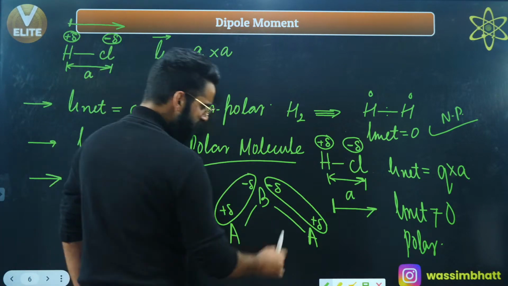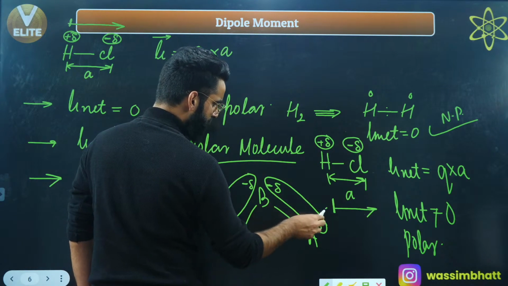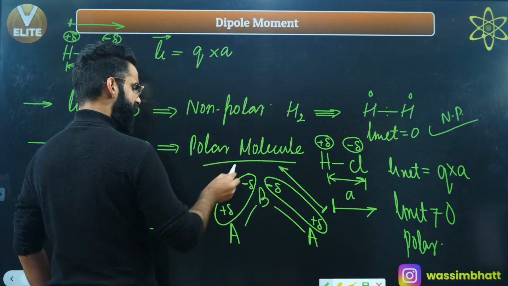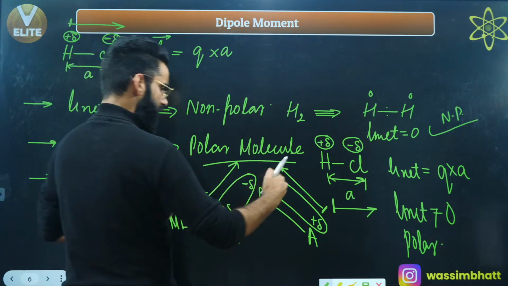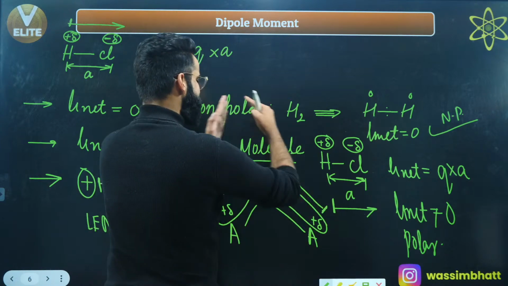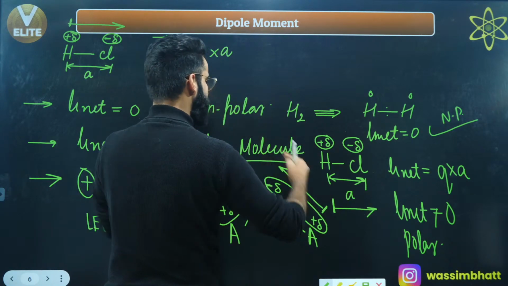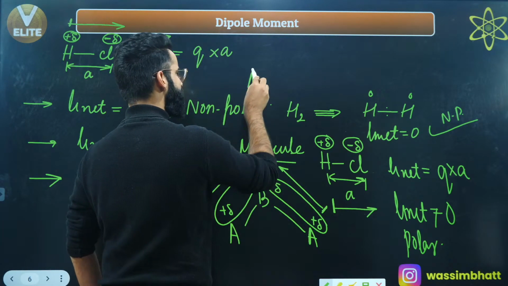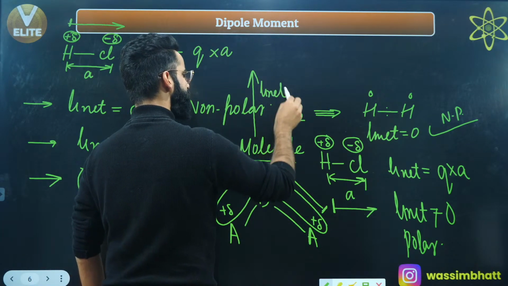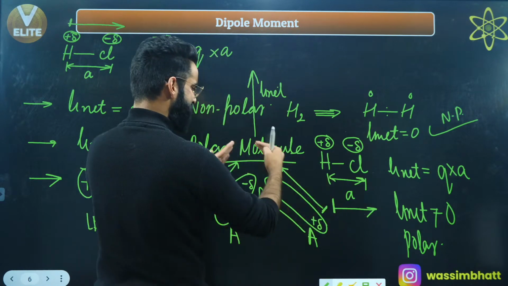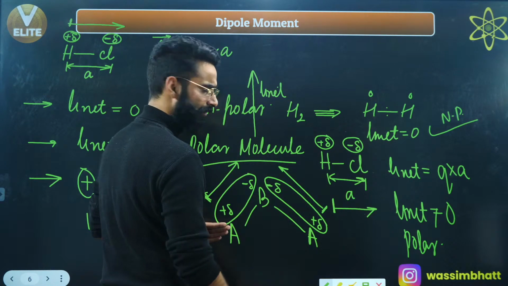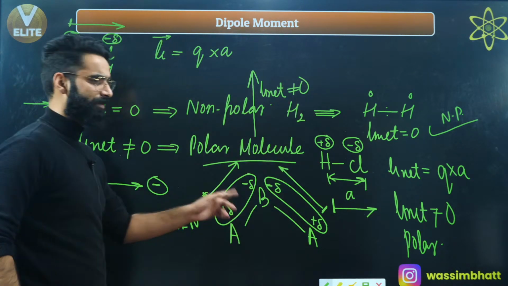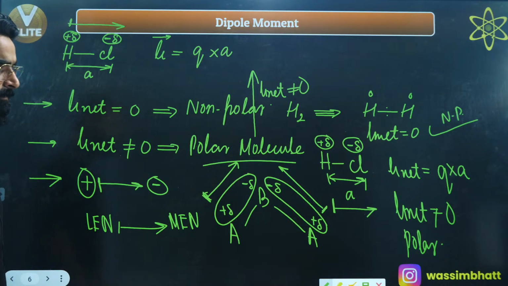Now have a look. What is going to be the direction of this dipole moment? It's going to be from positive towards negative, correct? So both the dipole moments are converging into the same direction, right? So the net dipole moment will be in this way. This is the net dipole moment, correct? Because these are vectors, you'll use vector addition over here. So this is the direction of, for example, the net dipole moment. So the net dipole moment is coming out to be non-zero. So it's going to be a polar molecule, as simple as that, right?